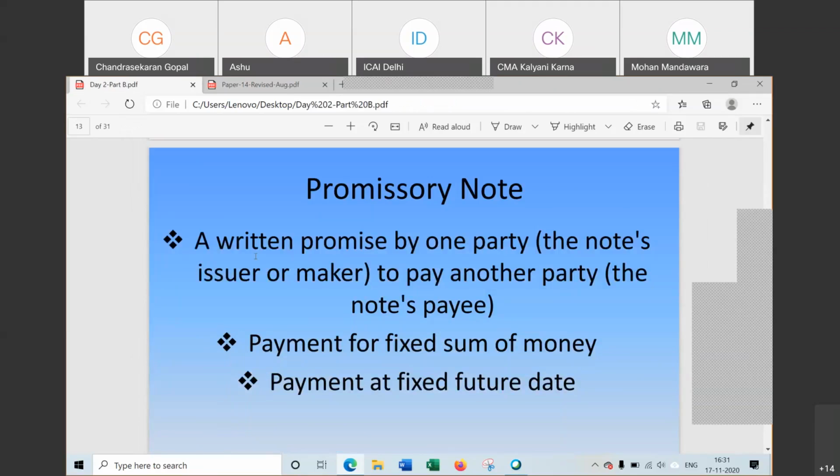Now what is a promissory note? This is a written promise by one party, known as the issuer, to pay another party, the payee. What will be paid? A fixed sum of money at a fixed future date. So this one is a written promise by one person to pay another a fixed sum of money at a fixed future date. That is a promissory note.